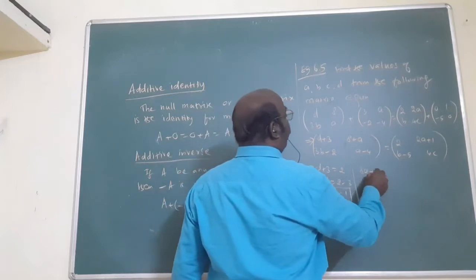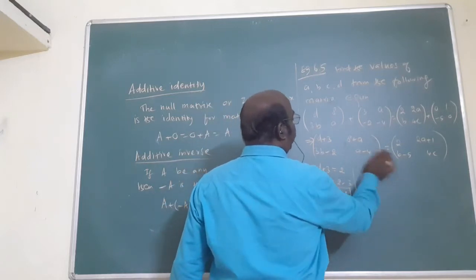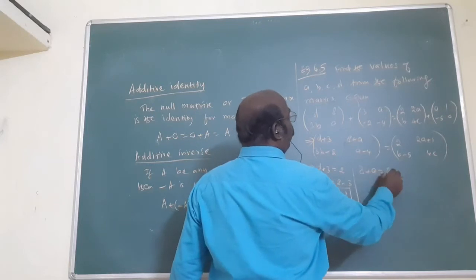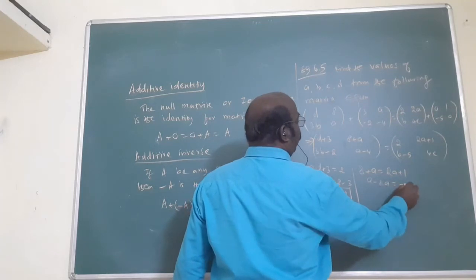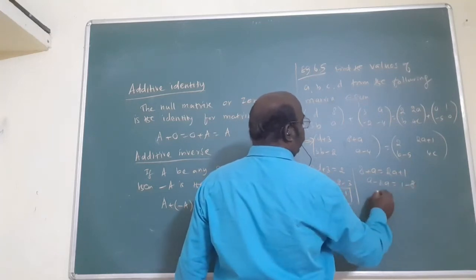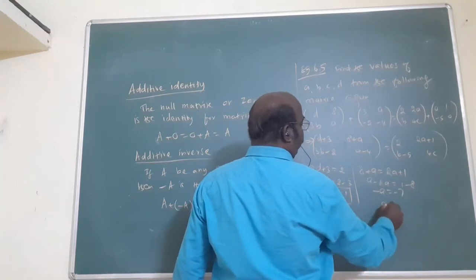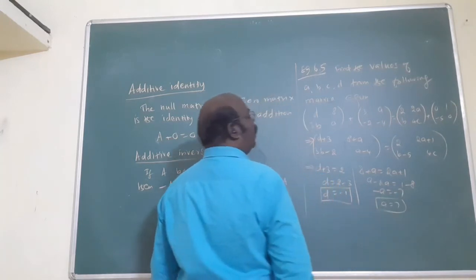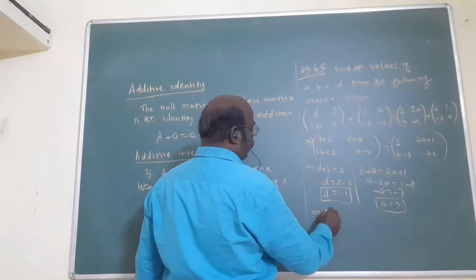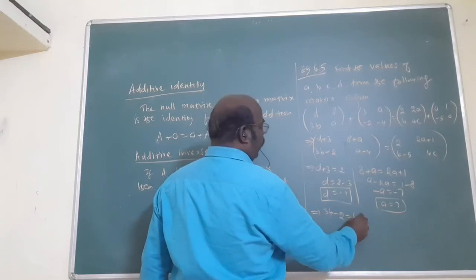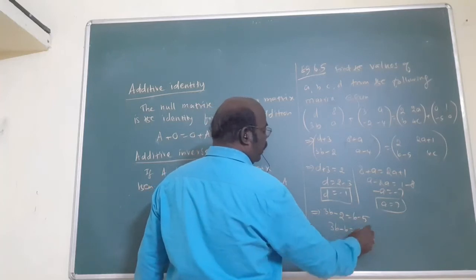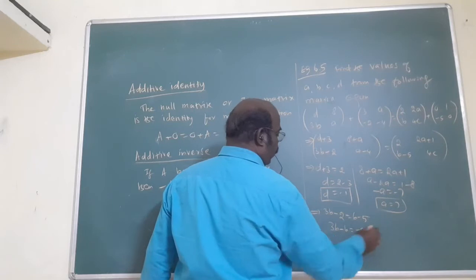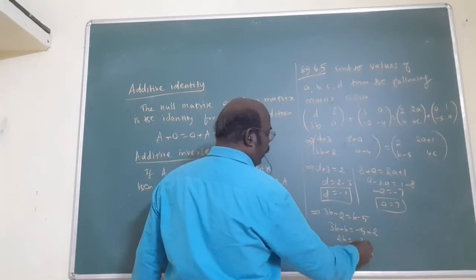Again, 8 plus A equals 2A plus 1. We want A, so A minus 2A equals 1 minus 8. Subtract both: minus A equals minus 7, so A equals 7. Next, 3B minus 2 equals B minus 5. 3B minus B equals minus 5 plus 2. 2B equals minus 3, so B equals minus 3 by 2.